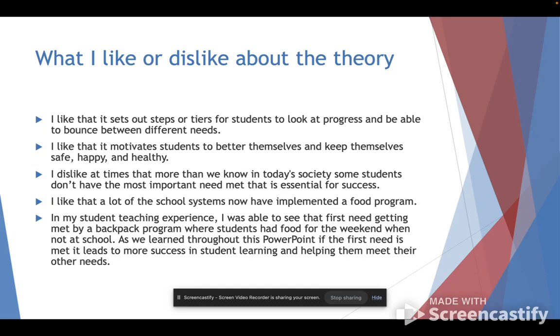So basically, this backpack program was helping these students get food sent home for the weekend, because they might not have had that opportunity during the weekend to have those three meals met. So sending this food home gave them this security of being able to meet that first need.